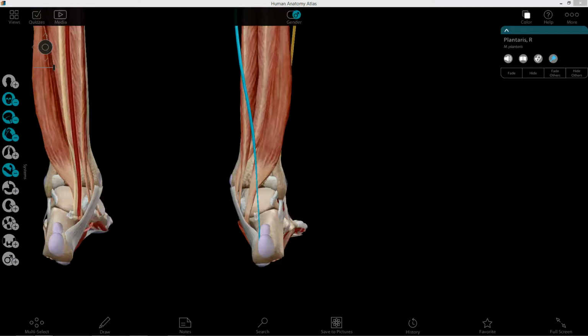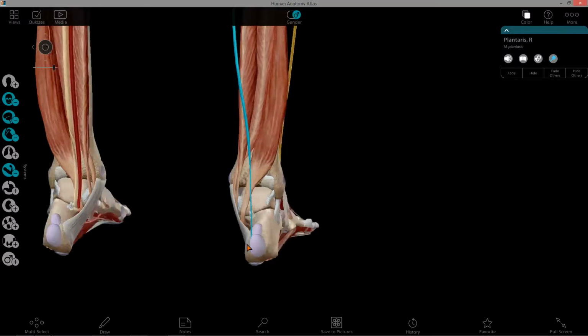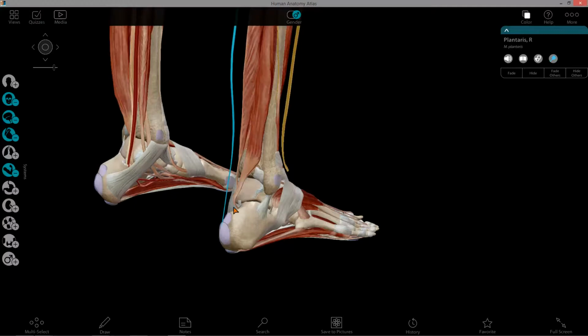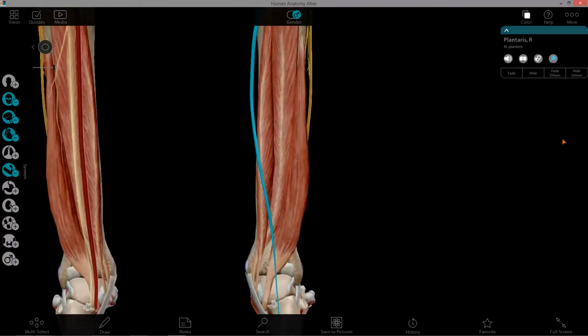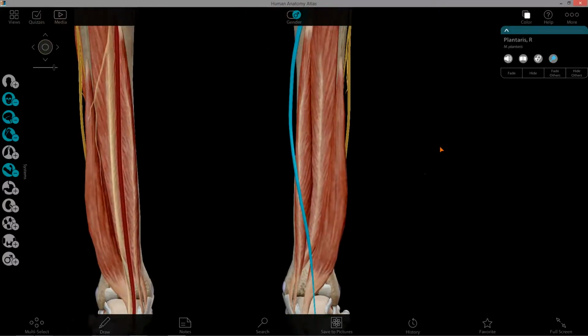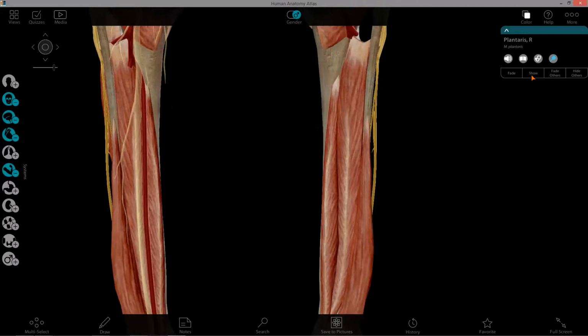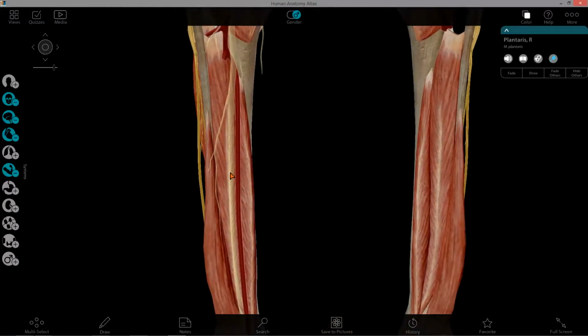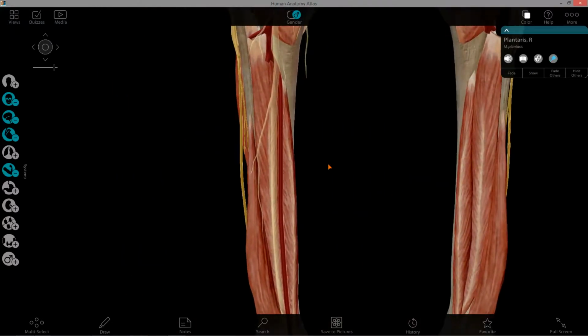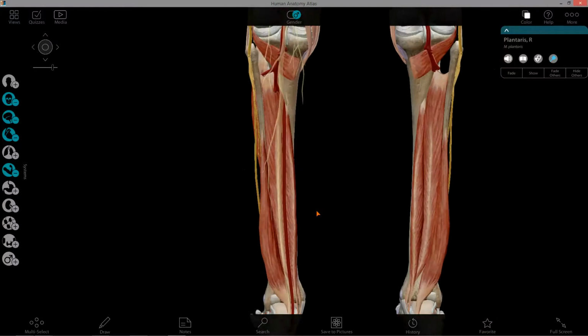Its insertion is the posterior surface of the calcaneus, along with those two previous muscles that I discussed. Sorry about that. Somehow I got discussing the tibialis posterior. So I'm going to hide plantaris, and now we're going to go on to the deep muscles, which do include tibialis anterior, seen on the model's left here.